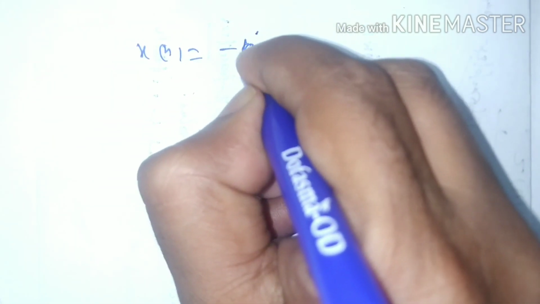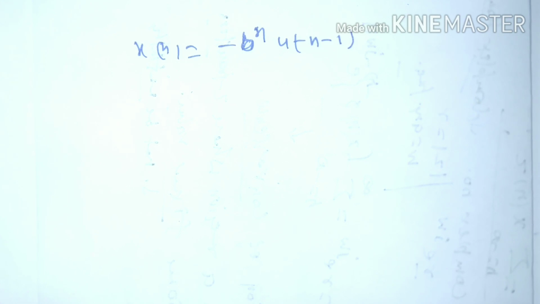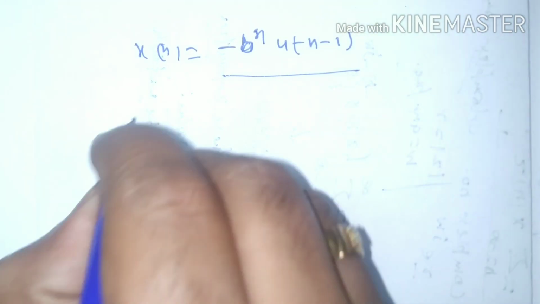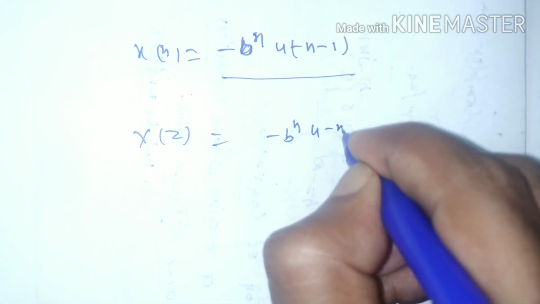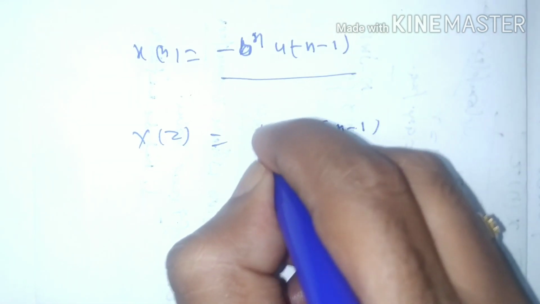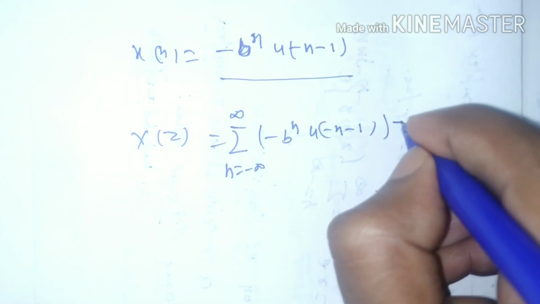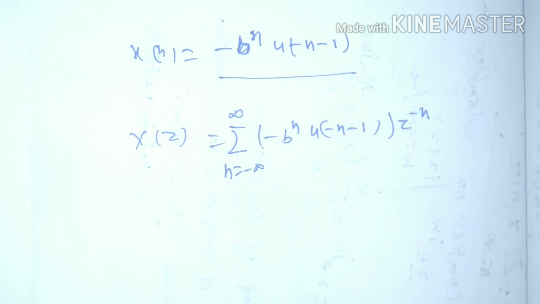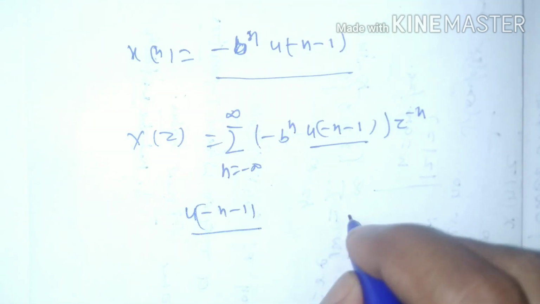Now in this lecture we are going to discuss another problem. Let x[n] equal minus b to the power n u[-n-1], and we have to find the Z transform of this signal. Then X(z) will be the summation of minus b to the power n u[-n-1], and this is the signal, and its limit is n equal to minus infinity to infinity, and z to the power minus n. Then we have to consider this signal. We have to find the graph of this signal.